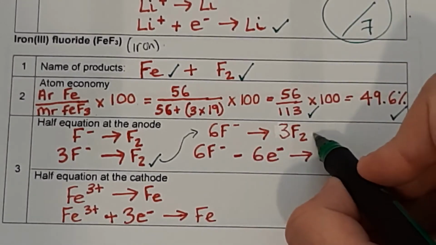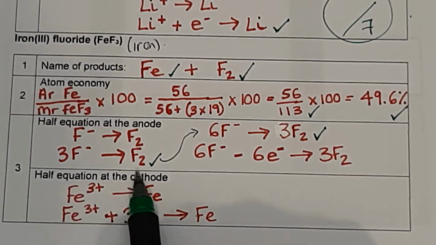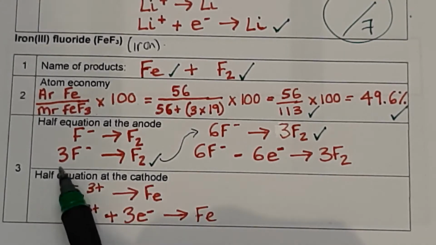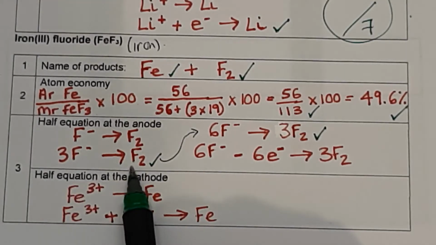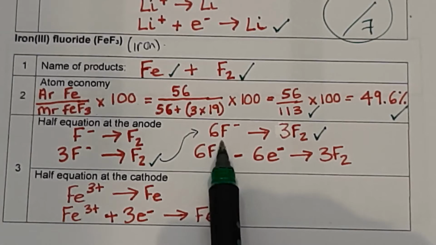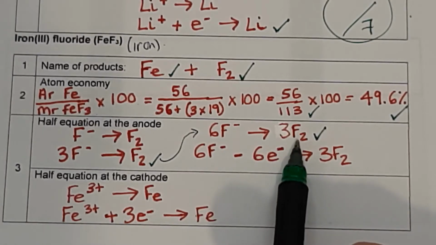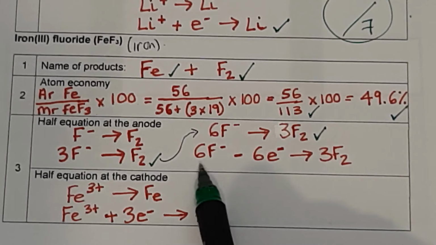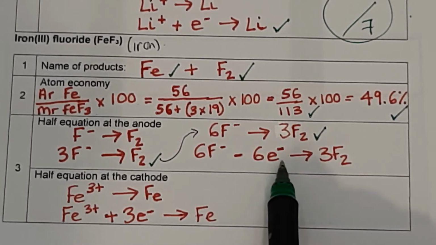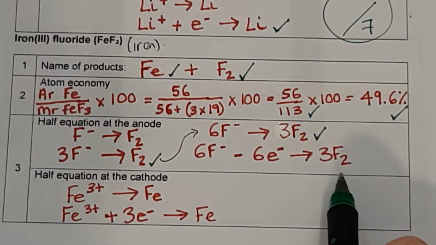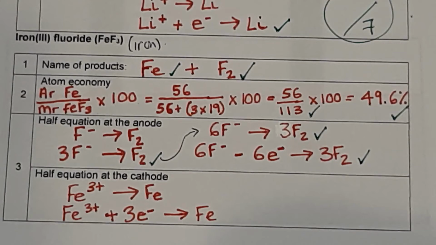So you can have a mark for this because 3 and 2, we can't reconcile that because we can't have 3 fluoride ions turns into 1.5 fluorines. We have to double it. So we have 6 fluoride ions turns into 3 fluorine diatoms. Okay, so then 6 F minus, take away 6 electrons, is going to turn that into 3 lots of diatomic fluorine. Okay, so there's quite a lot of marks available for that part.